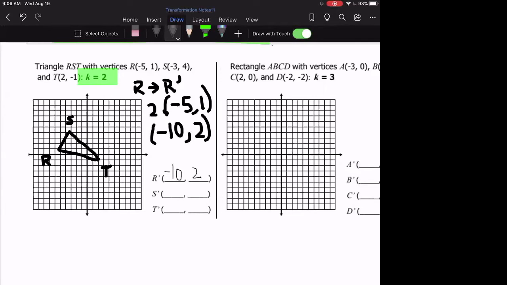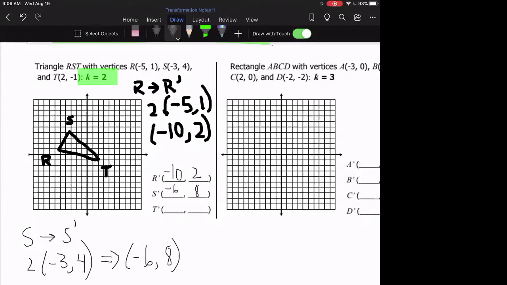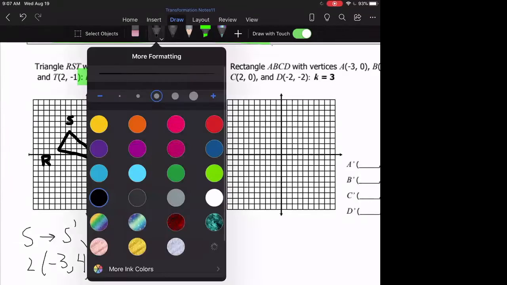You're going to do the same thing for S to S prime. That's going to be 2, which is our scale factor, times -3, 4, which is going to get us -6, 8. And then for T, we'll do the same thing. We have the point 2, -1, and then I'm going to multiply that by 2, and that's going to get 4, -2.